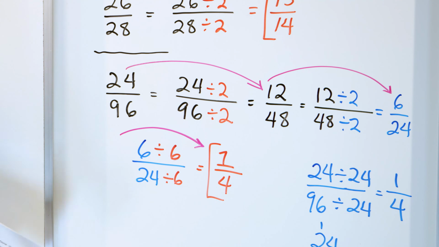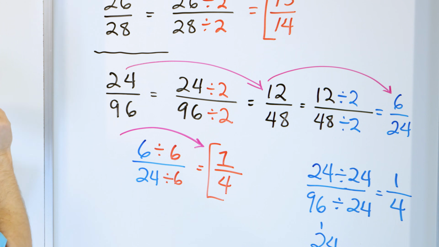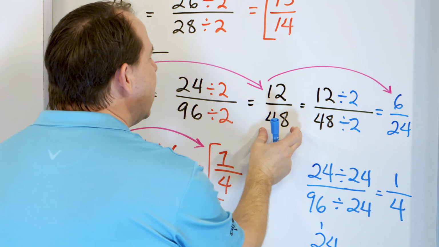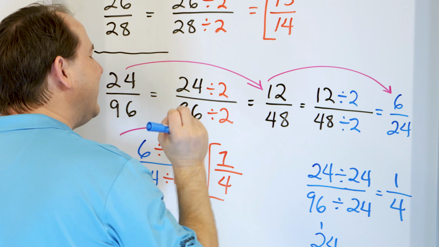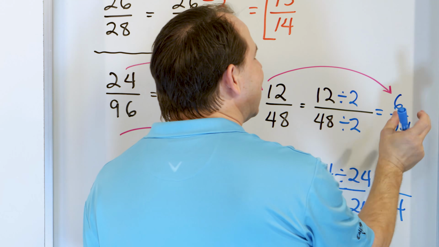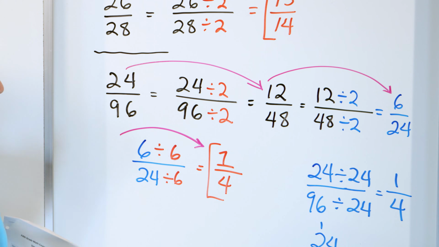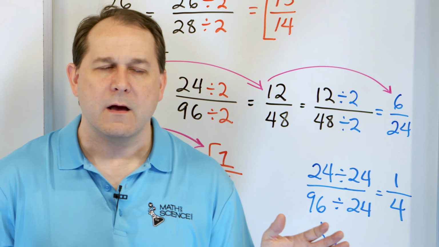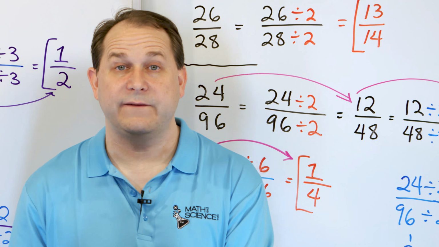Don't forget what's happening. What we're saying is 24/96 of a pizza is exactly the same amount of food as 12/48 of a pizza, or 12 slices out of 48, which is exactly the same thing as 6 slices out of 24, which is exactly the same thing as 1 slice out of 4. They all represent the same thing, but they're just written slightly different. That's all that means. So I'd like you to solve all of these yourself.